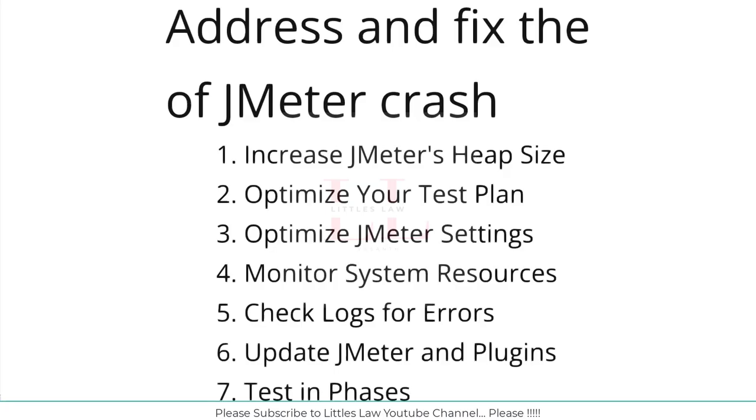So for Windows, you have to increase the XMS and the XMX value in the properties file in JMeter. And for Unix or Linux, you have to do the same, increasing the value in the properties file, which is in the bin directory.